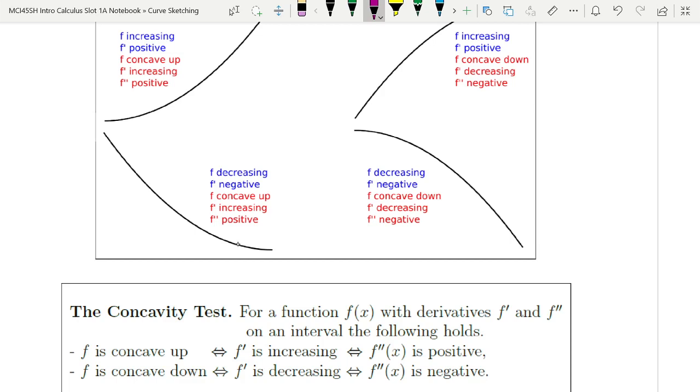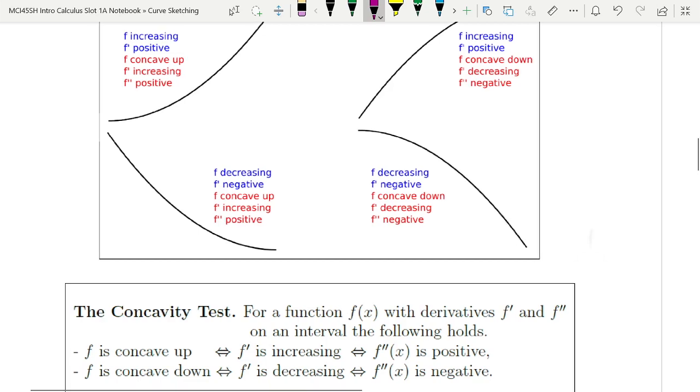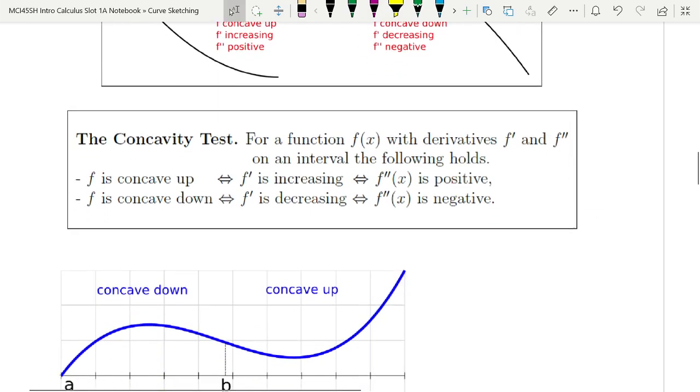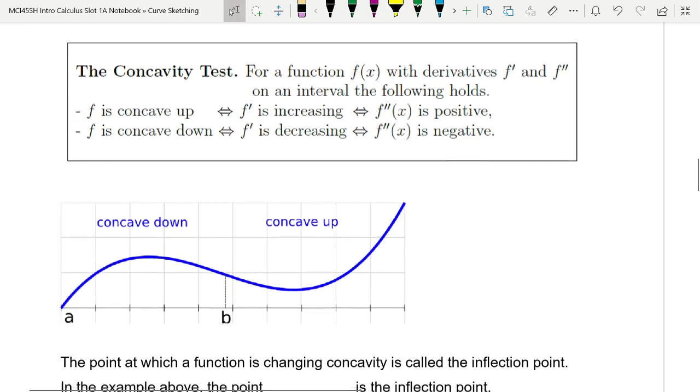Okay, so that probably gives you a pretty good hint as to where this is going. To test for concavity, how concave a function is, for a function f of x with derivatives f prime and f double prime on an interval, the following holds. The function is concave up when the first derivative is increasing and the second derivative is positive. A function is concave down if the first derivative is decreasing and the second derivative is negative.